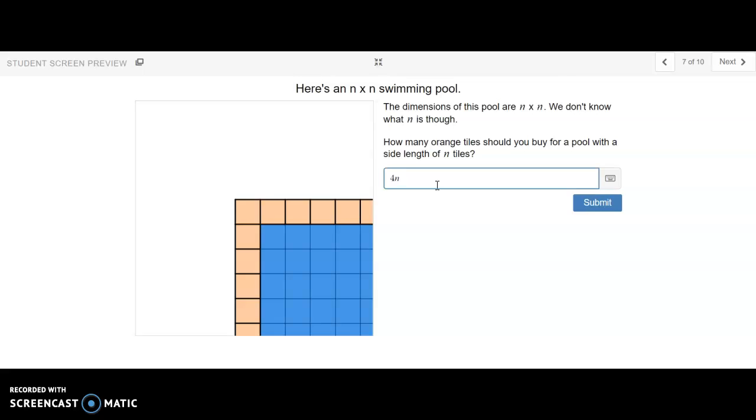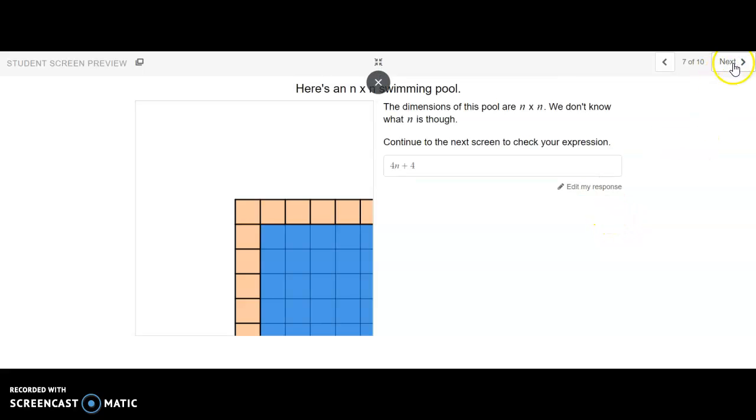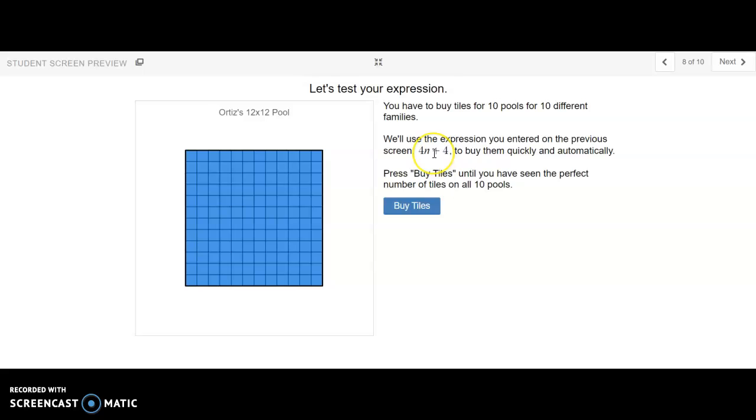I know that however many tiles there are per side, I need to multiply that by 4. I need to add my original 4 corners to each side. So let's test this out. You have to hit submit in order to go to the next screen. If I click the next screen, it says you have to buy tiles for 10 pools and for 10 different families. So the first family is the Ortez family, and they have a 12 by 12 pool.